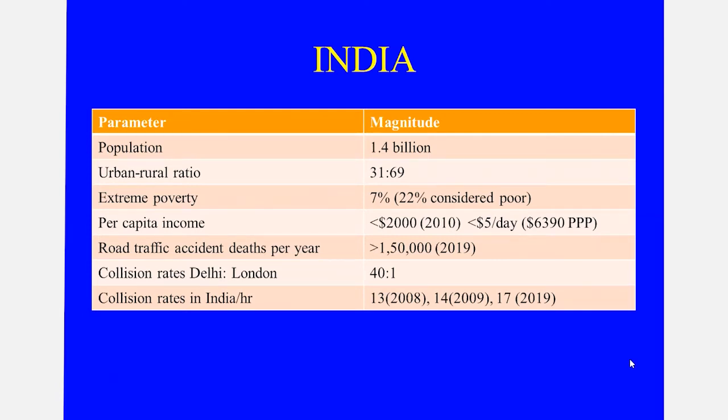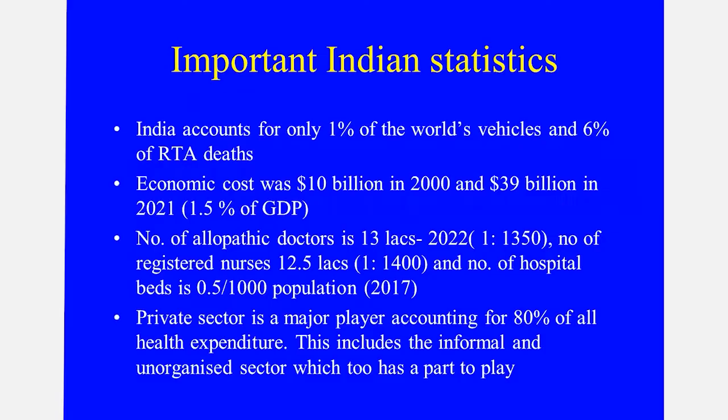We have about 1.5 lakh road traffic deaths every year. And if you look at the collision rates and compare it with London, Delhi has a collision rate of about 40:1. And the collision rates of automobiles in India per hour has been going up steadily as we have been industrializing. It was 13 in 2008, and perhaps it has gone right up to 17 in 2019.